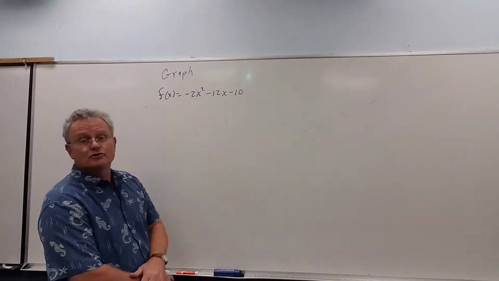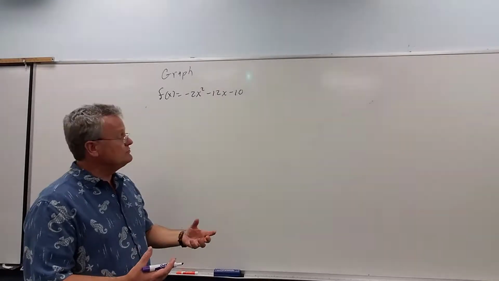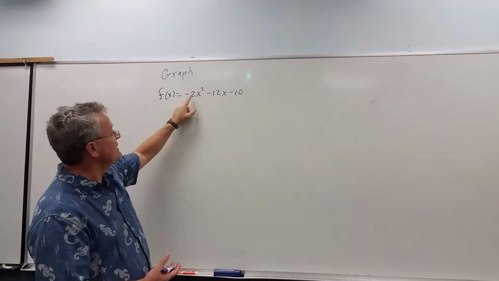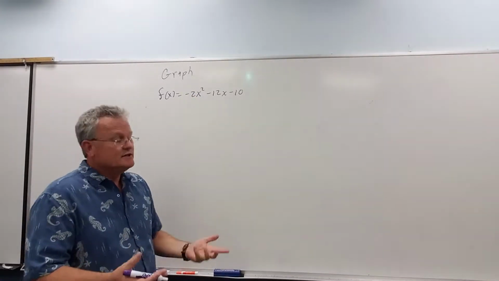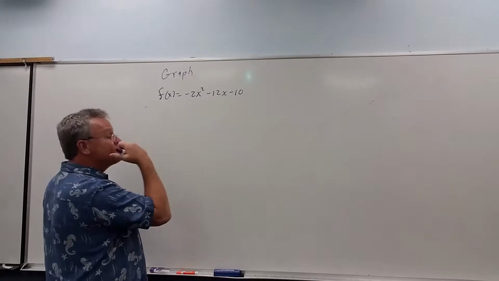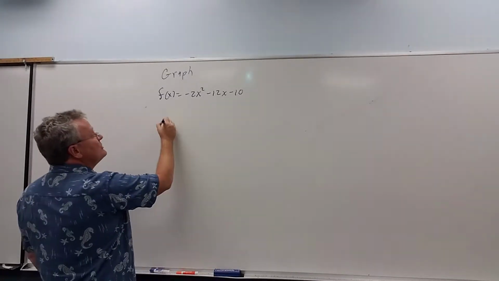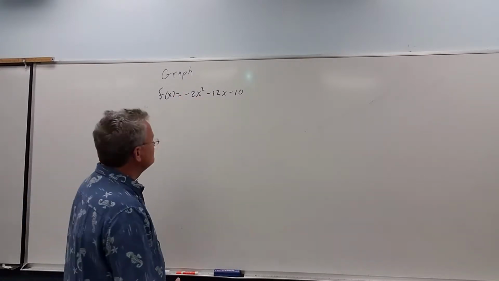All right, now we're going to graph another quadratic function. This one's a little more involved for two reasons. One, the number in front of x squared is negative, and two, that number isn't 1. So that makes it a little trickier. First thing I'm going to do is do this not by completing the square. That's what I'll do in the next video.